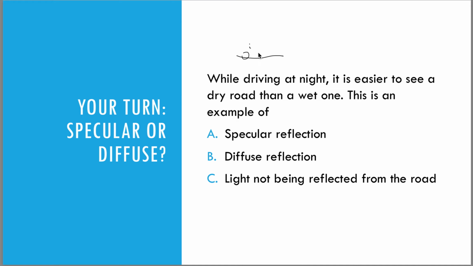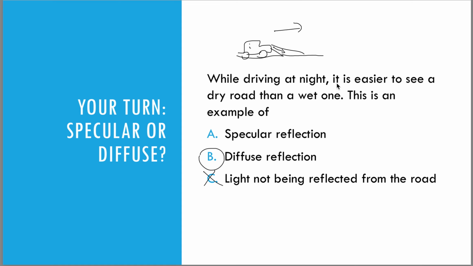So this is your car over here, and you're driving this way, and you've got your headlights that are shining on the road. And so the question is, why is it easy to see a dry road? So is that an example of specular reflection or diffuse reflection, or is that just an example of light not being reflected from the road? So light is always going to be reflected off any surface, so it's definitely not C. But what allows us to see a dry road at night is diffuse reflection.